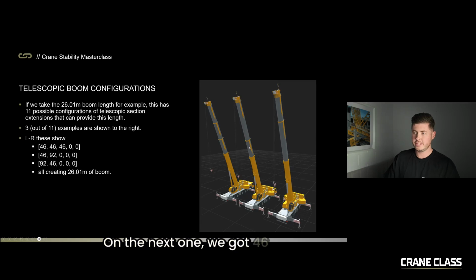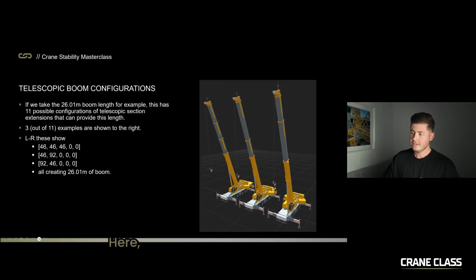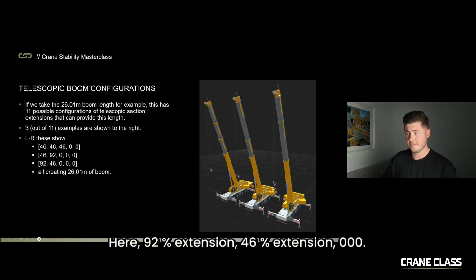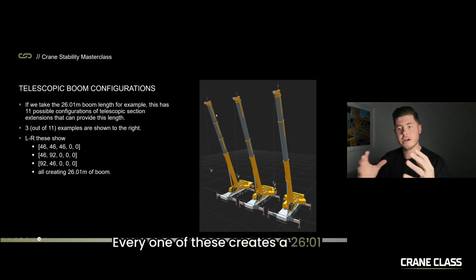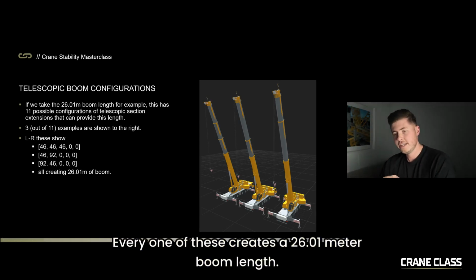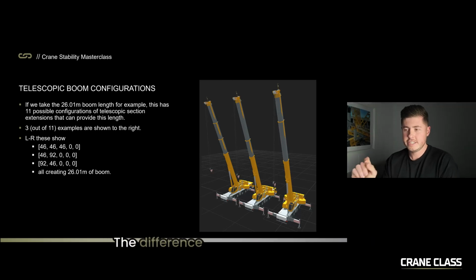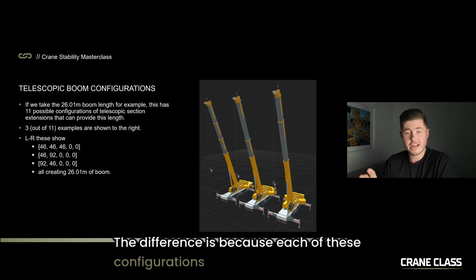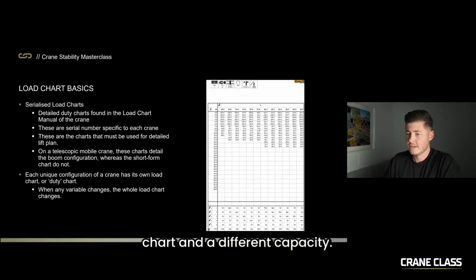On the next one, we've got 46% out, then 92% extension, 0, 0, 0. Here, 92% extension, 46% extension, 0, 0, 0. Every one of these creates a 26.01 meter boom length. And you might be thinking, well, why does it matter? What's the difference? The difference is because each of these configurations provides a different load chart and a different capacity.